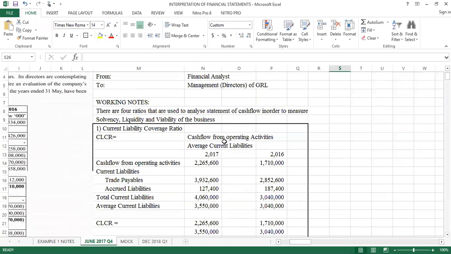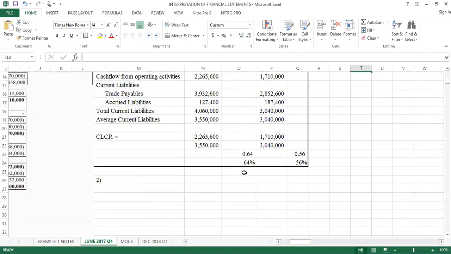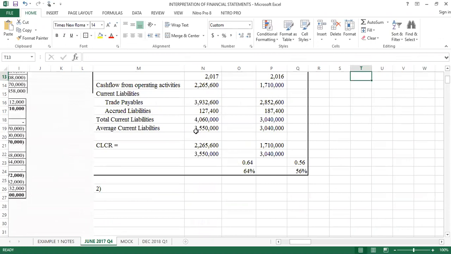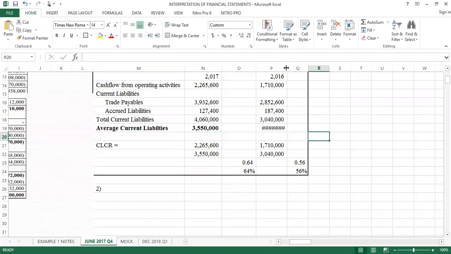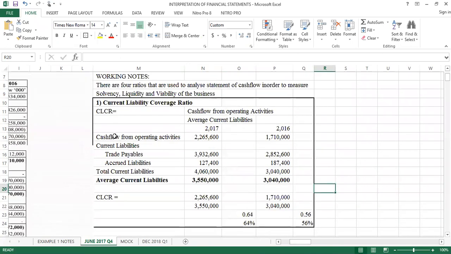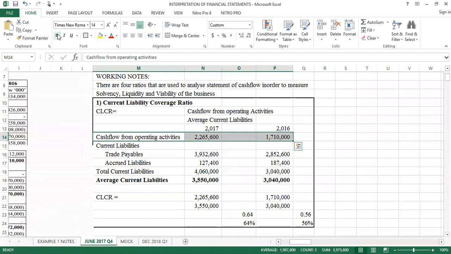Somebody is asking me for the interpretation of this. You need to know, first of all, what a current liability coverage ratio is. What did we say it is? It measures the ability to cover what? Short-term debts. So your short-term debts are these, and your cash flows are that.